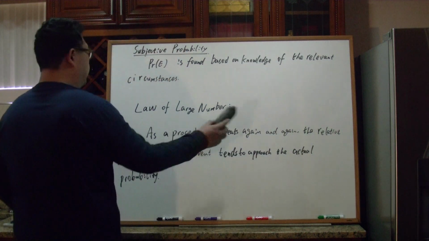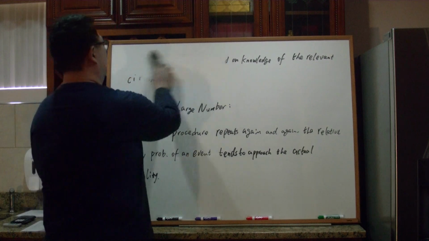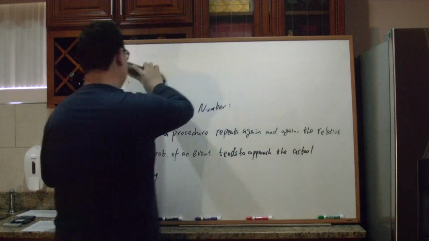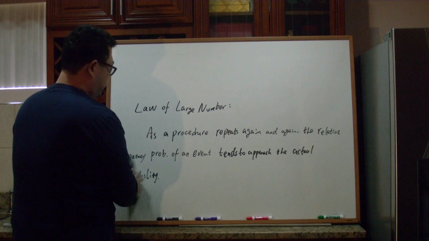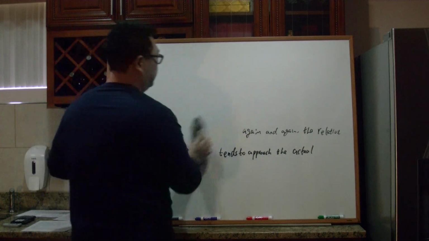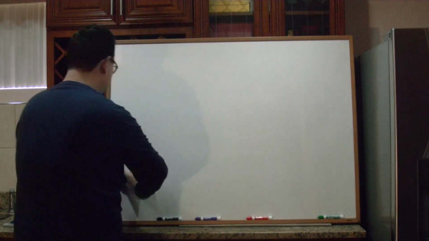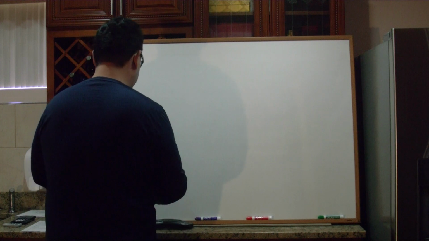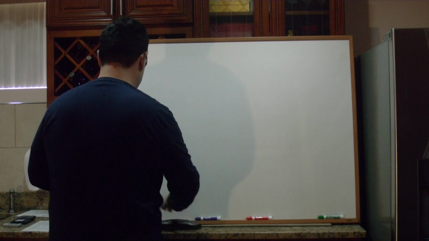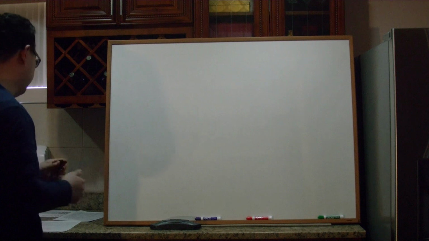In real life, the best way is to do the experiment over and over, so that we get a relatively better idea of what the probability will be for a special event.